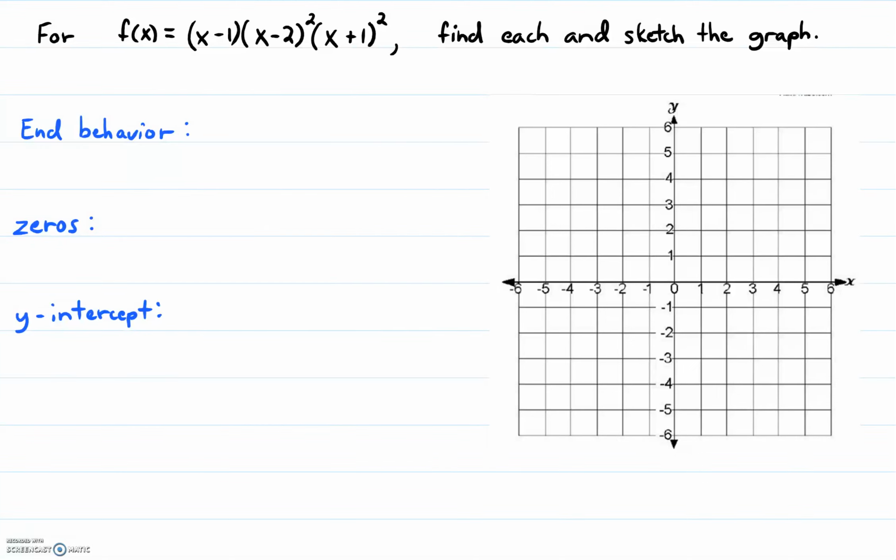In this video, we're going to look at how to find the end behavior, the zeros, and the y-intercept for a polynomial function, and then we're going to use those bits of information to sketch a graph, just kind of a rough idea of what the graph of the actual function would look like.